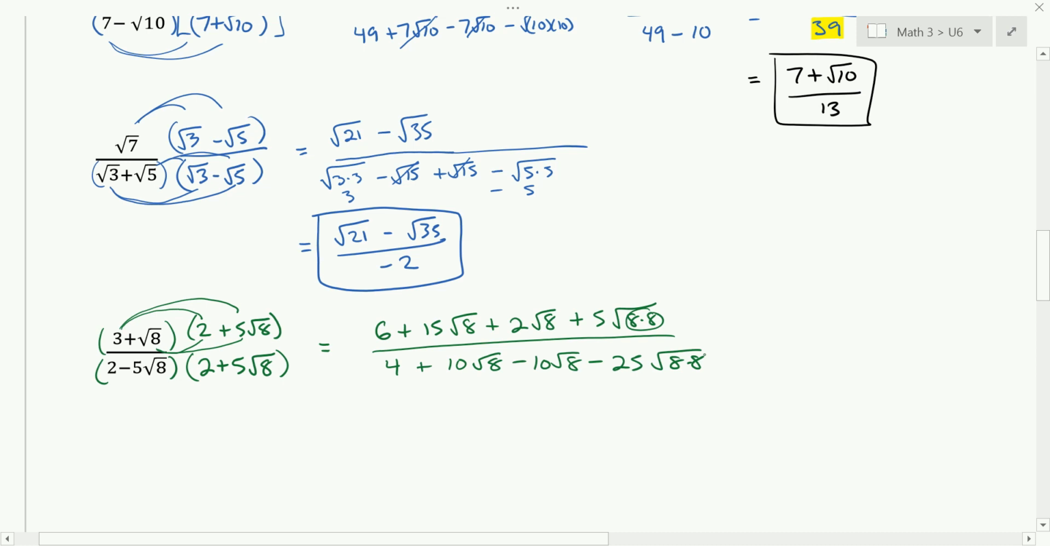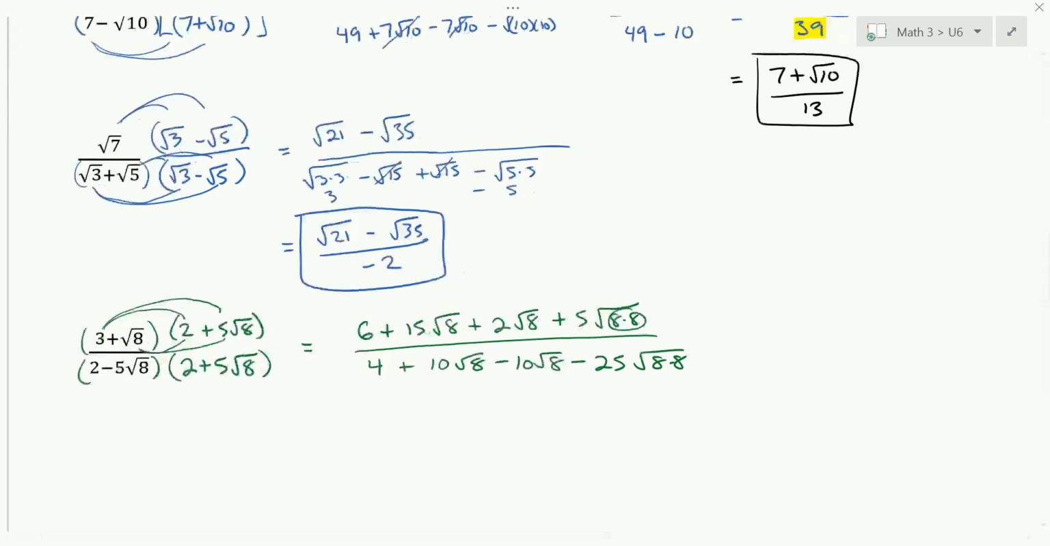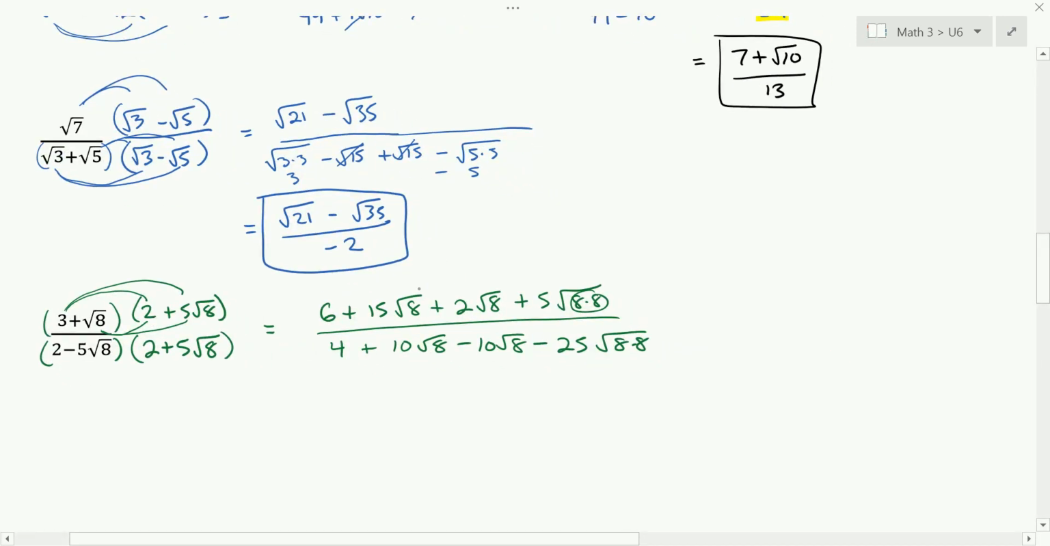Okay? Then you start trying to simplify some stuff here, trying to combine like terms. For example, the 15 root 8 and the 2 root 8 we can add together. This piece right here, we have 5 times 8. Sorry, that's an 8, which is 40. And so we can add the 40 and the 6 together and get 46 plus, and then the 15 plus 2 is 17 root 8.